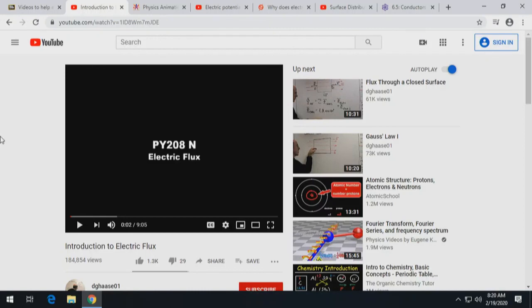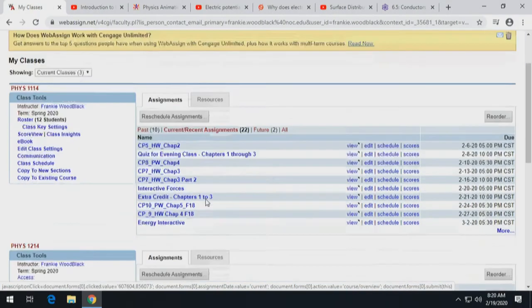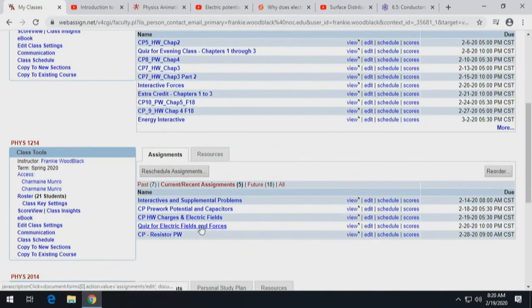And you also have an electric field and electric force quiz on WebAssign, which is due tomorrow, if I've got that right. If you go here to WebAssign, that's harder than the test. Because the test has more conceptual problems on it than it has these calculation type problems.